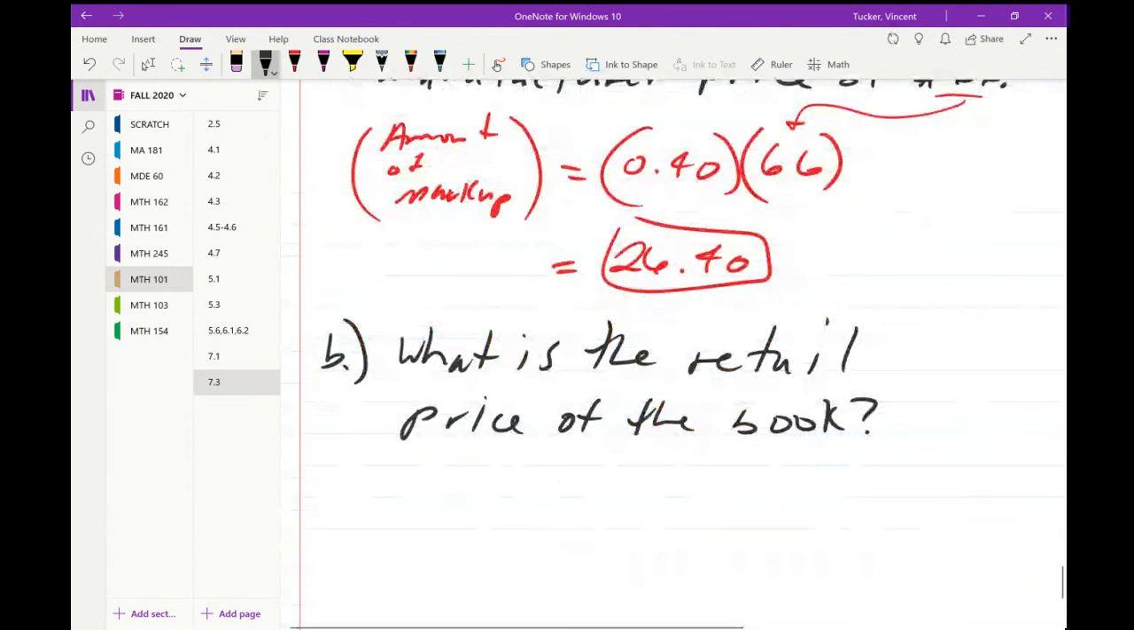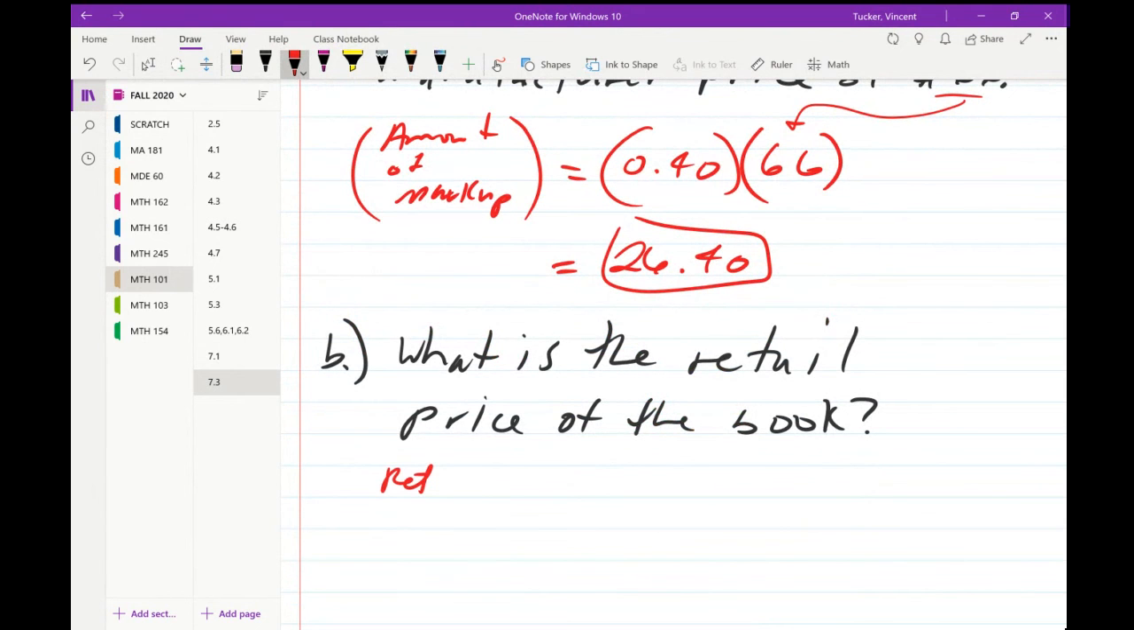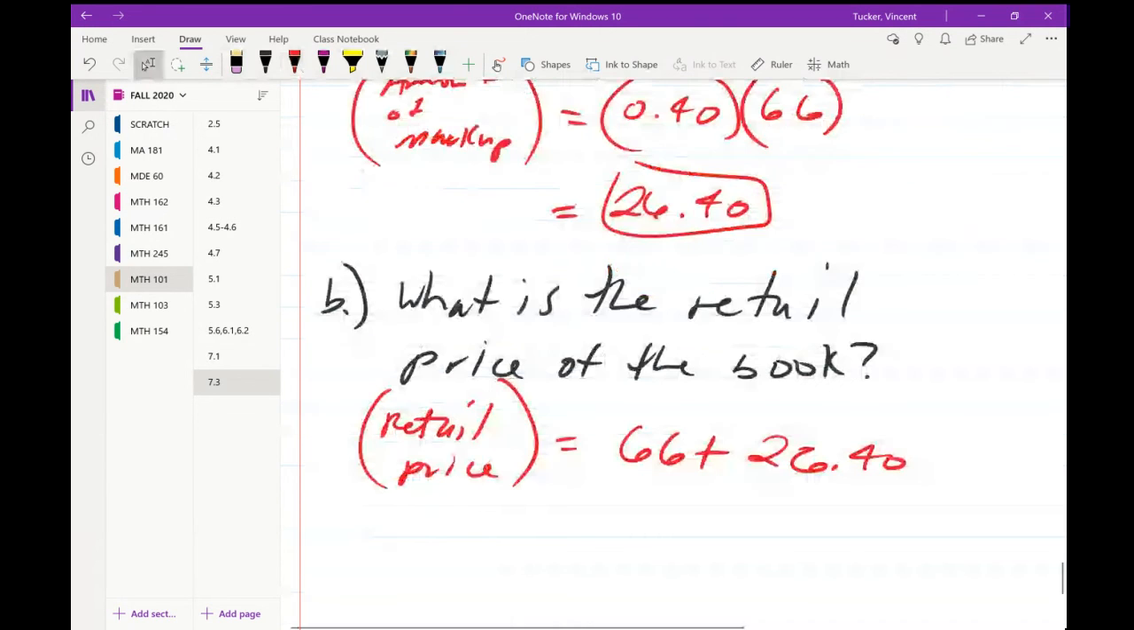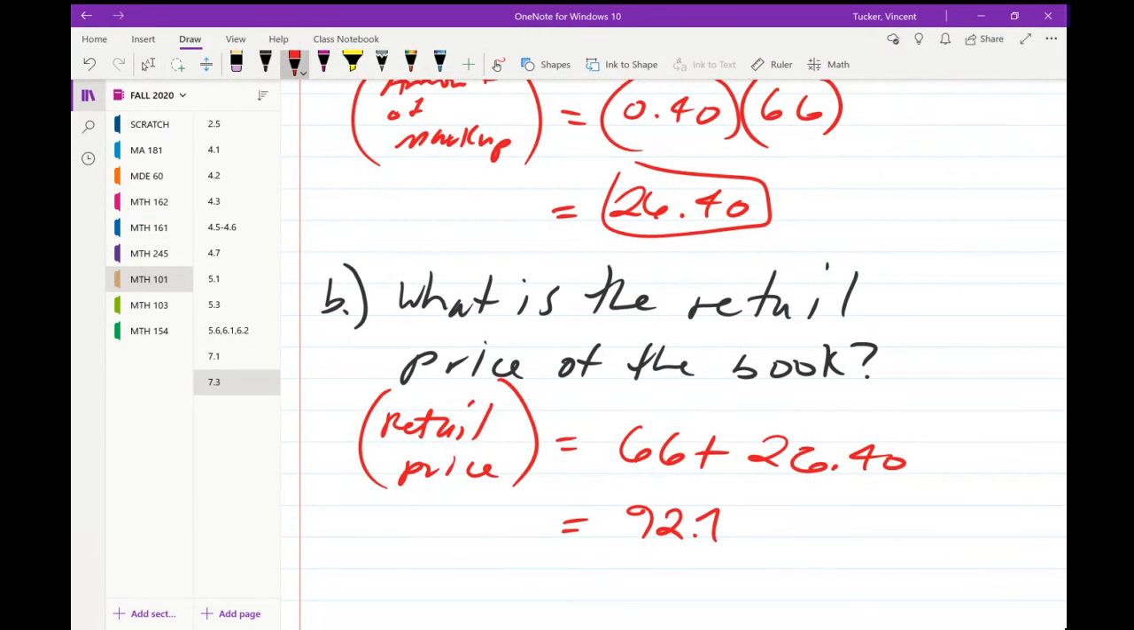So what is the retail price of the book? Take the original price of 66, add it to the markup, which is 26.40. Add them together, that would be 92.40.